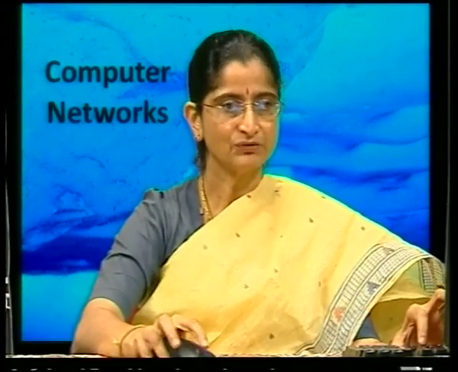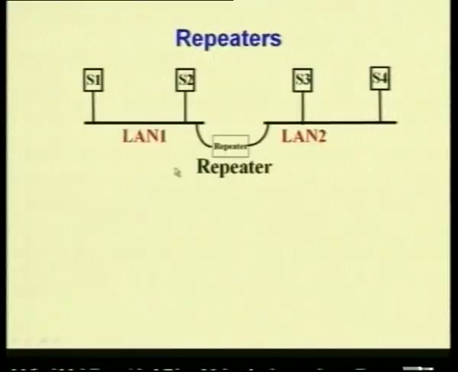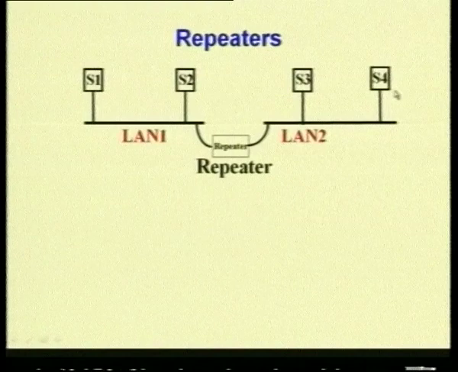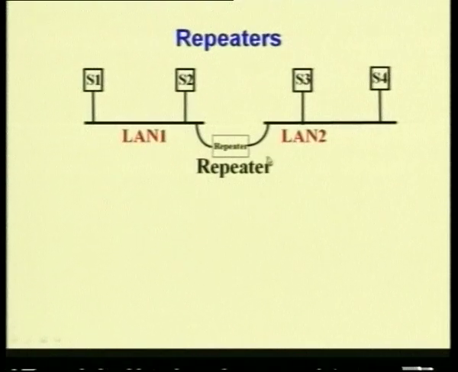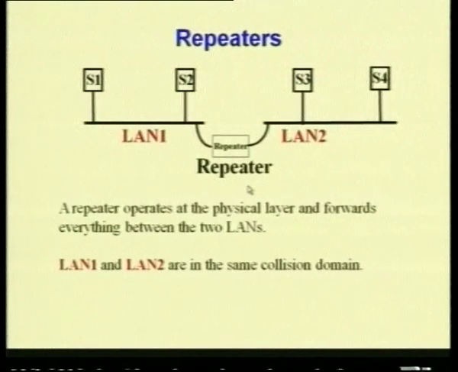So, what do I have here? I have a LAN 1 on one side and LAN 2 on the other side. So, let us say I have two stations S1, S2 on this side, S3, S4 on the other side. I have a device called a repeater which connects up these two LANs. So, what does a repeater do? A repeater is something which operates at the physical layer and forwards everything between the two LANs.